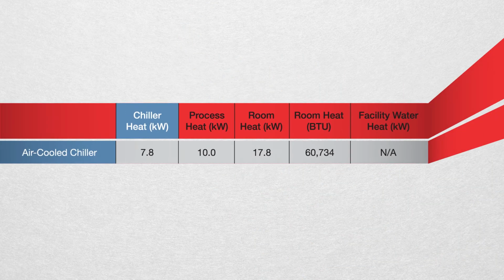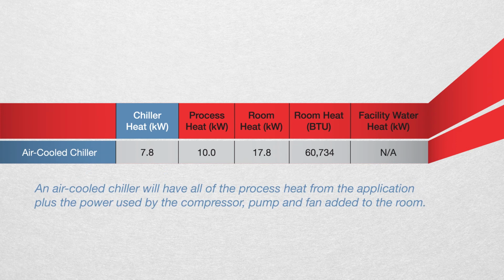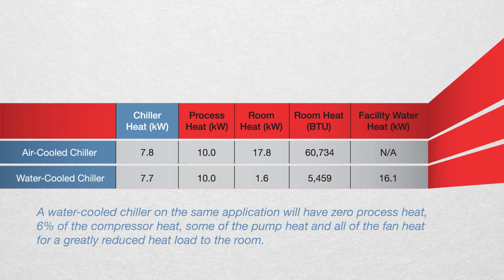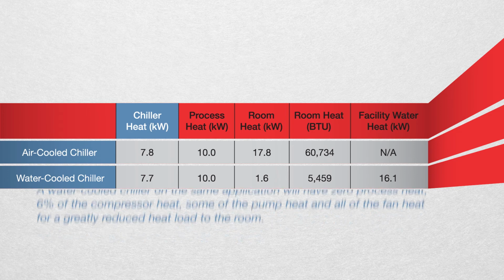So, to summarize, an air-cooled chiller will have all of the process heat from the application, plus the power used by the compressor, pump, and fan added to the room. A water-cooled chiller on the same application will have 0 process heat, 6% of the compressor heat, some of the pump heat, and all of the fan heat for a greatly reduced heat load to the room.